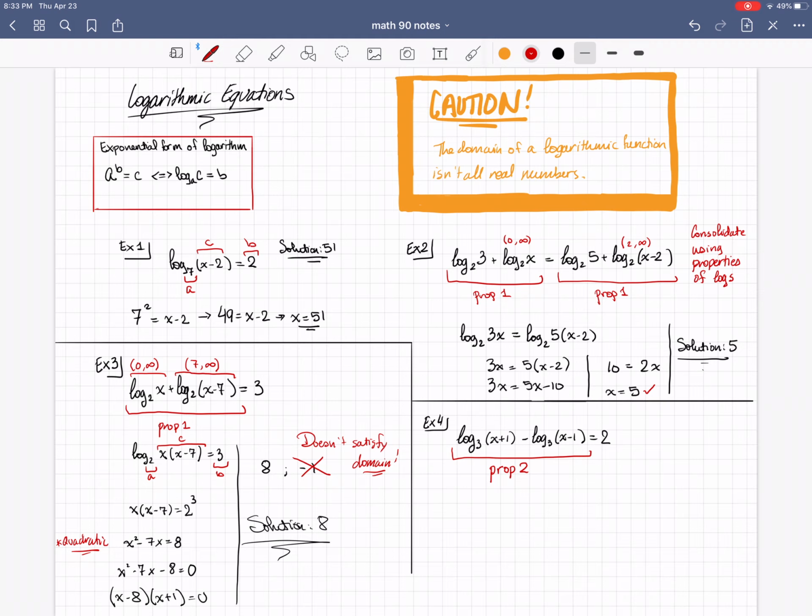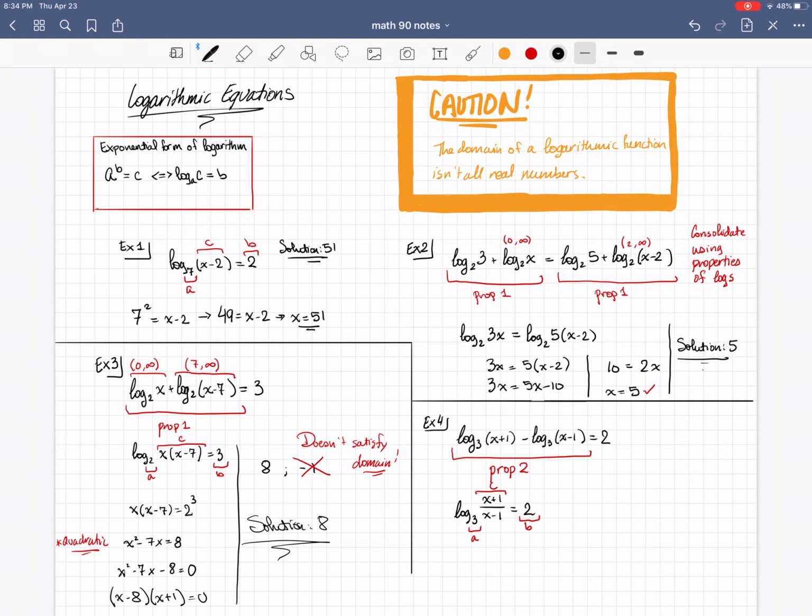So this property tells us that if we have the difference of two logarithms, that consolidates into the log of a quotient. So we end up with log base 3 of x plus 1 divided by x minus 1 equals 2. So at this point, we can use the exponential form one more time. I'm going to call it out. So this is A, this is B, and this whole thing is C. So by the exponential form, one more time, A to the power B will be equal to C.